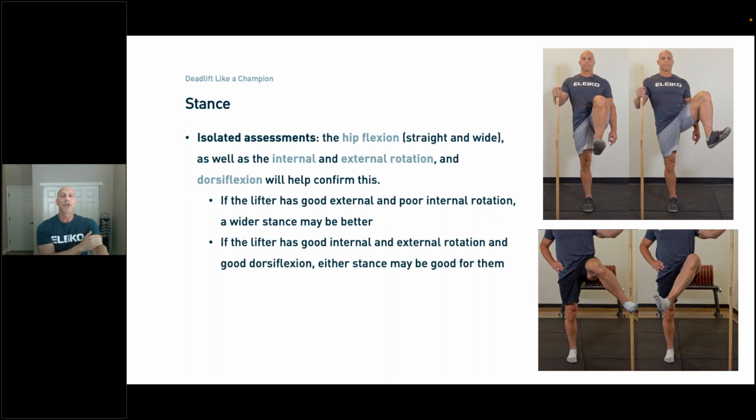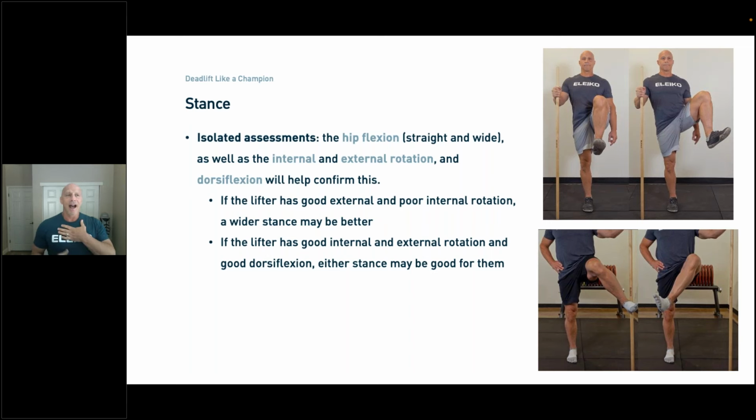If you have good internal and external rotation and you have good dorsiflexion, then it becomes a preference. It's which one do you want to do, because you can actually do both of those. I'm one of those people who have fairly good internal and external rotation, and I can do about the same hip flexion with the knee straight or the knee sideways. So I can do whichever one I want because my body feels good that way.